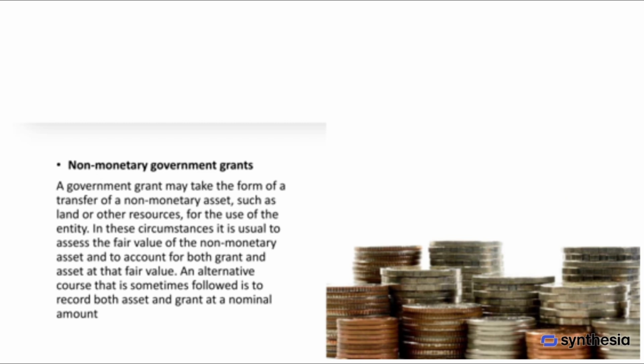Sometimes government grants are provided as non-monetary assets, like land or other resources, for the use of an entity. In these cases, it is common practice to determine the fair value of the asset and to record both the grant and the asset at that fair value. However, an alternative approach that is occasionally used is to record both the asset and the grant at a nominal amount.